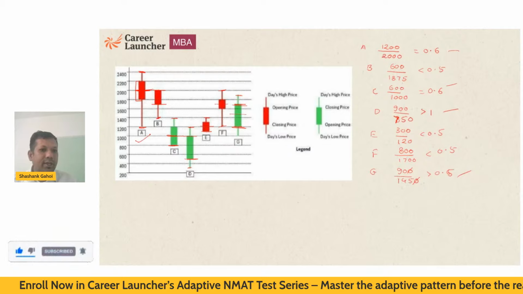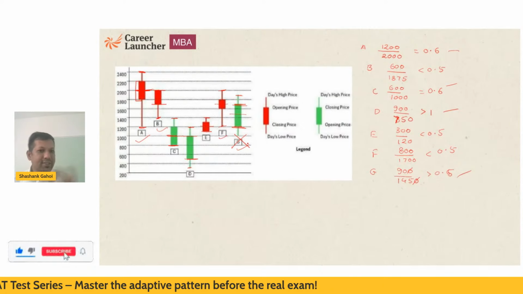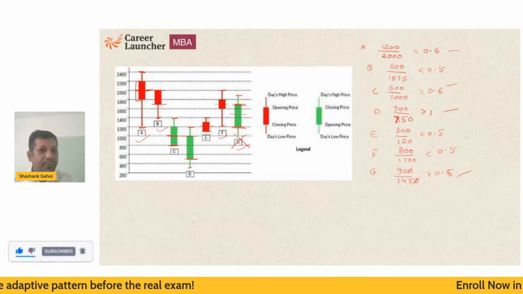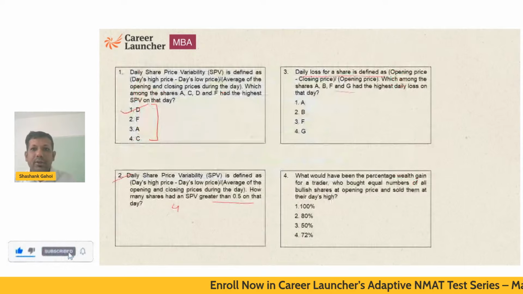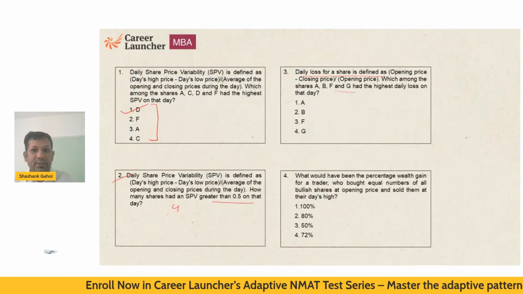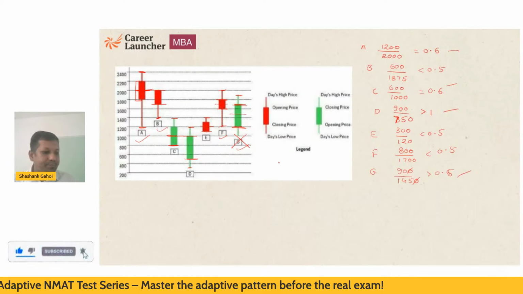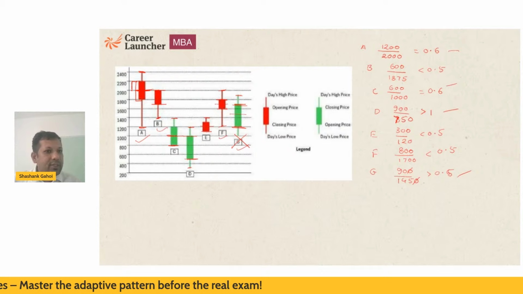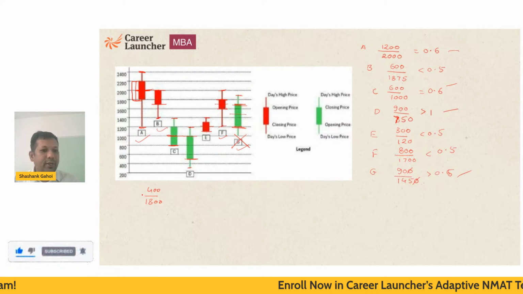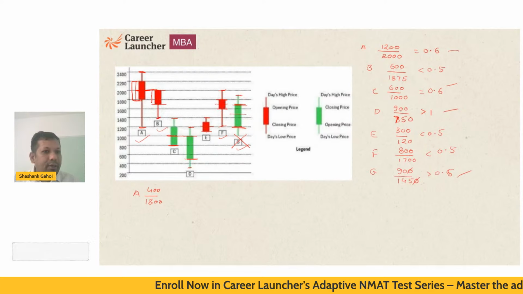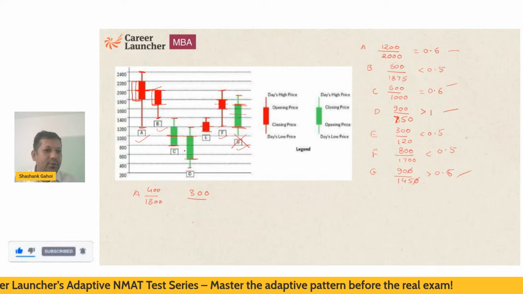And we are talking about A, B, F, and G. G is already out because there is no loss, there is profit. Now opening price minus closing price, and it is saying highest daily loss. So if I'm talking about the loss, this is 400 divided by 1,800. That is for A. For B, it is 300 divided by opening price 2,200.